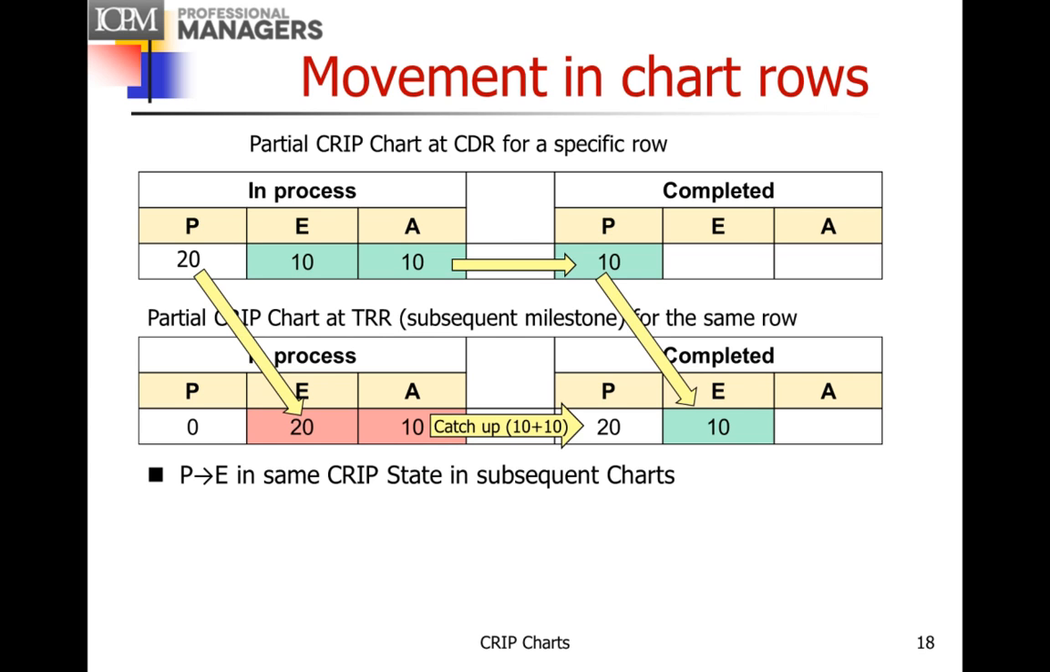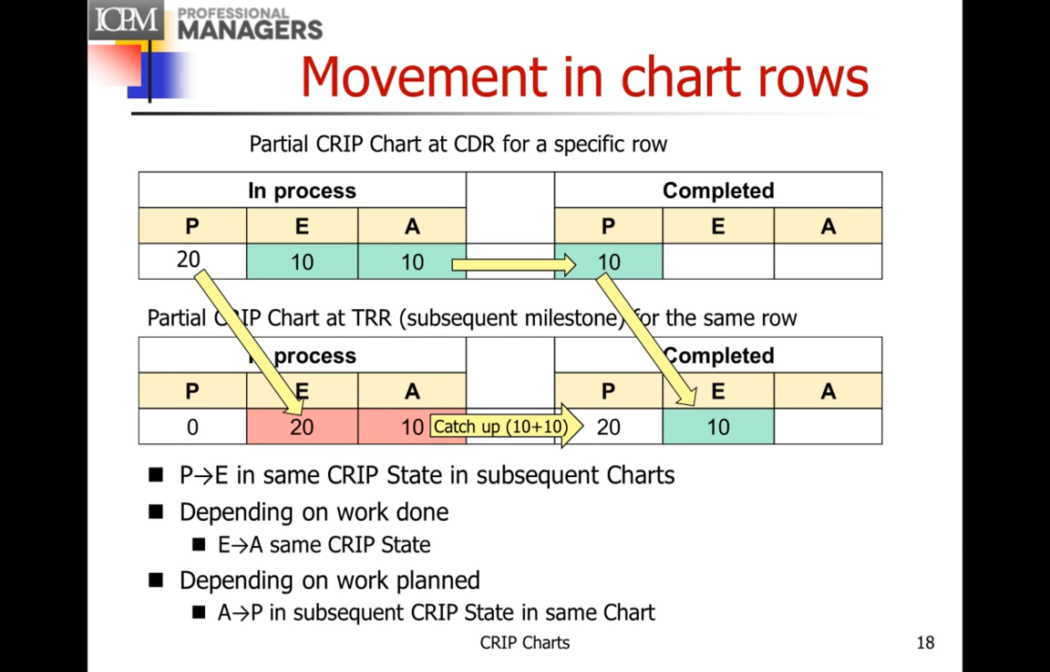So P moves to E in the same CRIP chart, and depending on the work done, E moves to A in the same CRIP chart, and depending on the work planned, A moves to P in the subsequent CRIP chart. Now, in case you find this difficult, which most people do the first time they see this chart, I'm going to go through some examples of the CRIP chart in use. And of course, that E in process at CDR came from P at SRR.